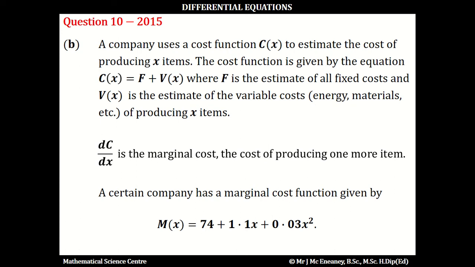A certain company has got a marginal cost function given by m of x equals 74 plus 1.1x plus 0.03 times x squared. The marginal cost is the same as c dash x. So this means then that c dash x equals 74 plus 1.1x plus 0.03 x squared.